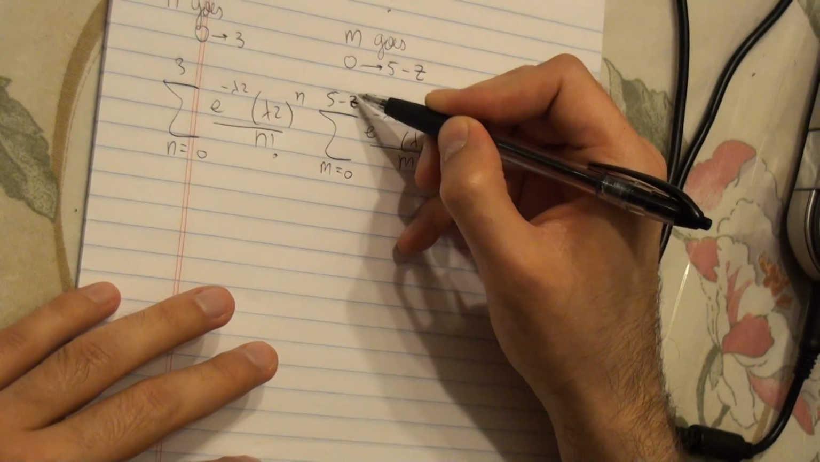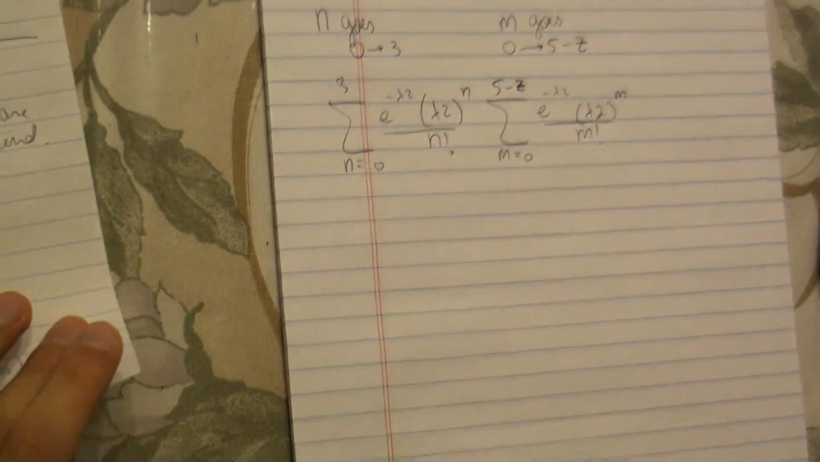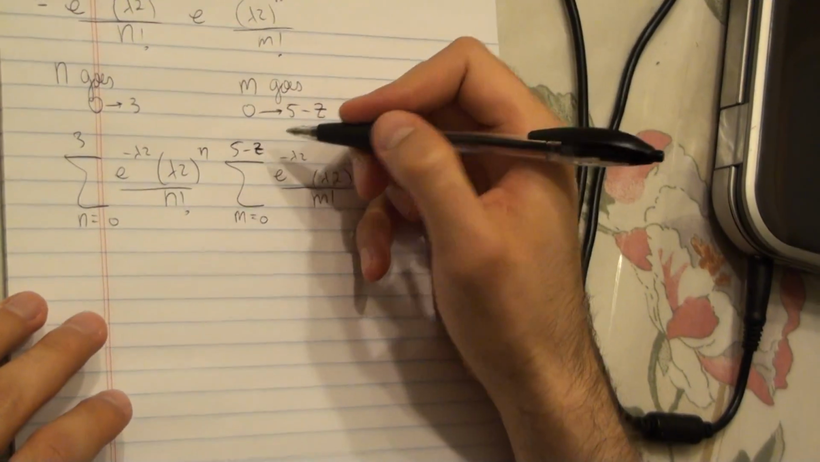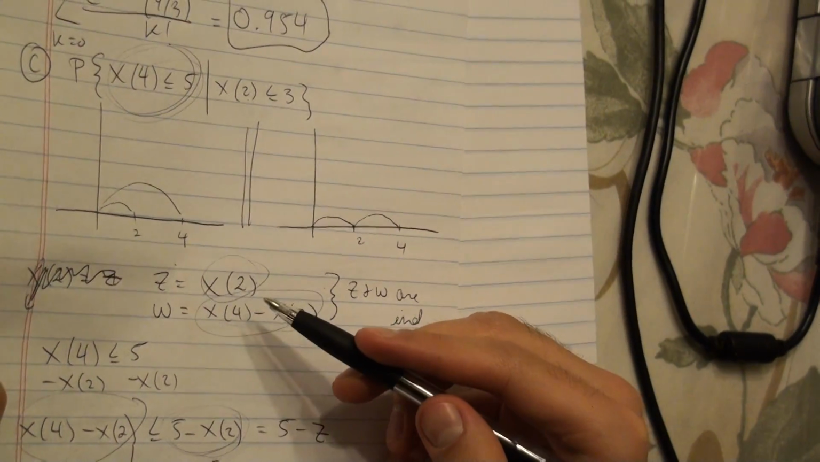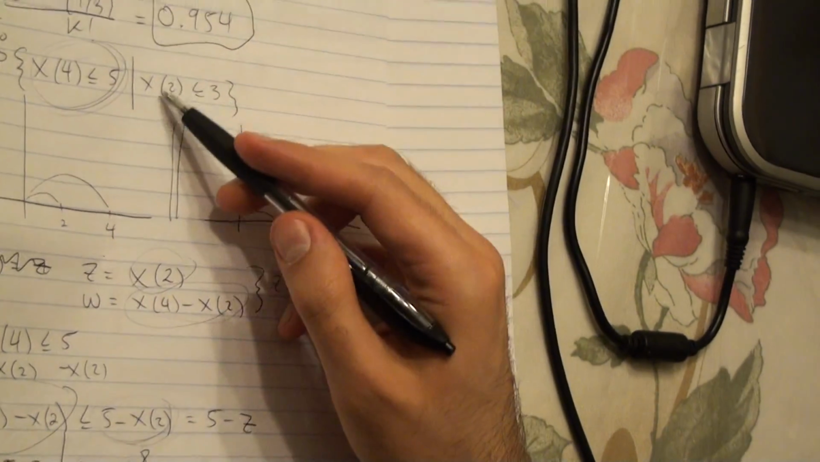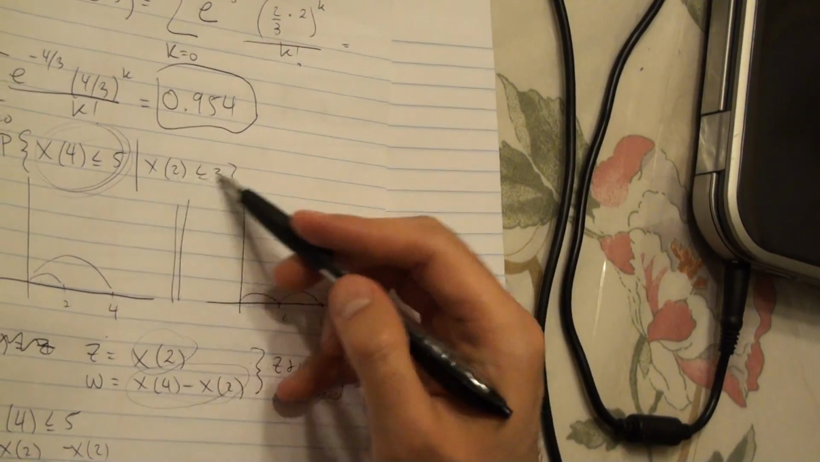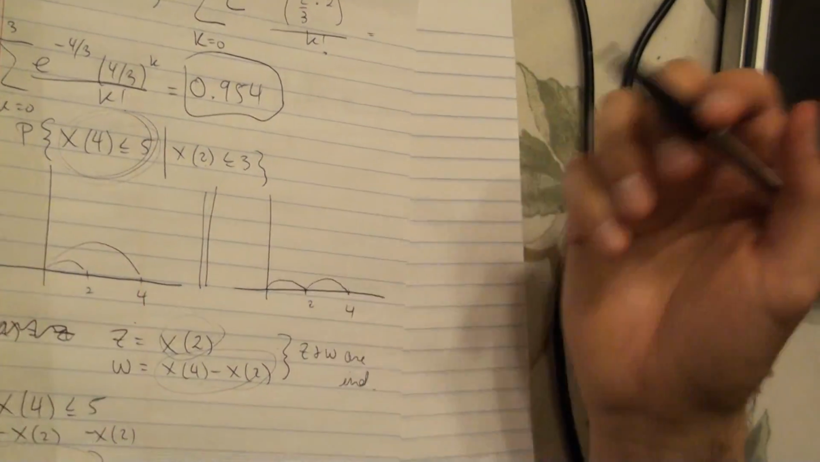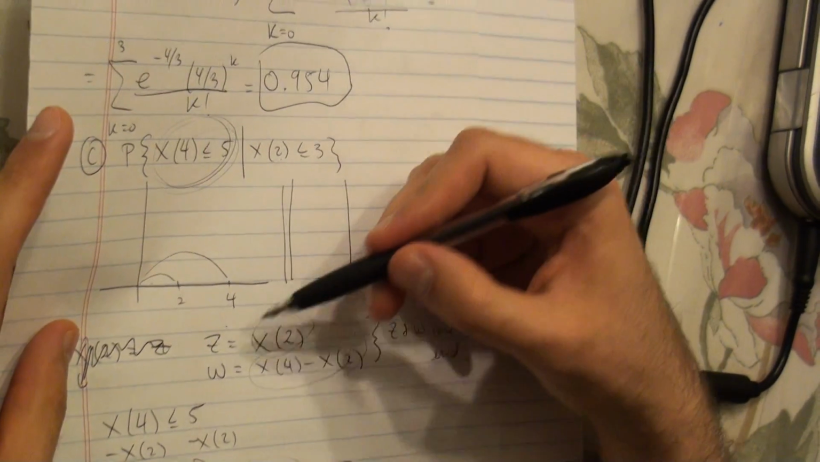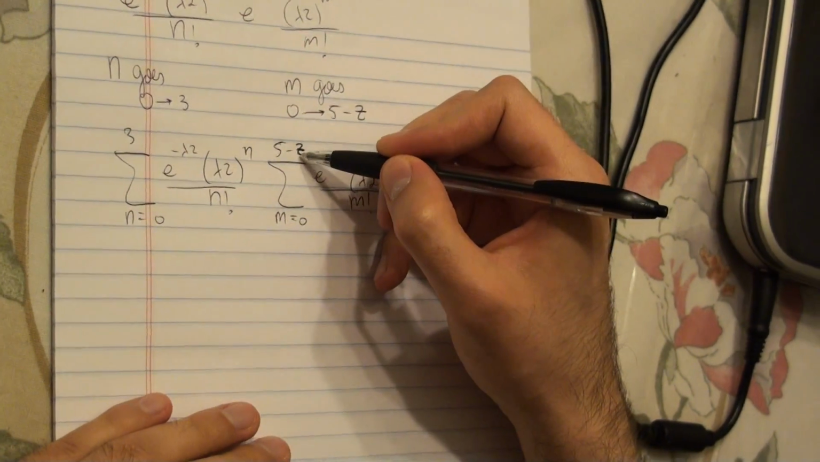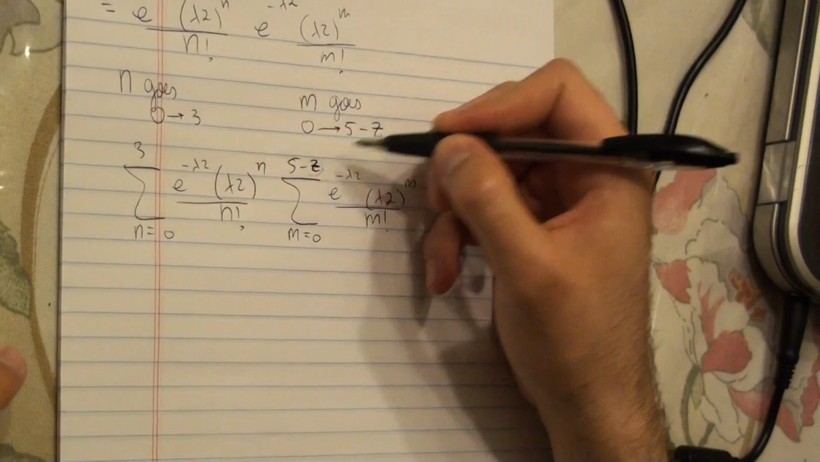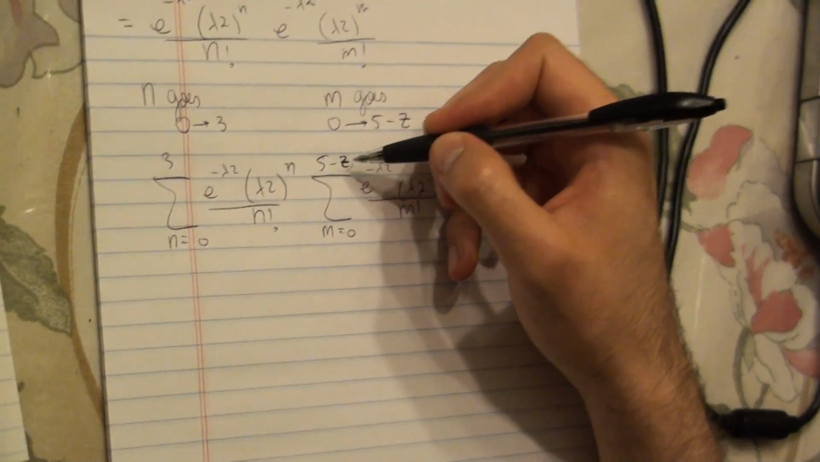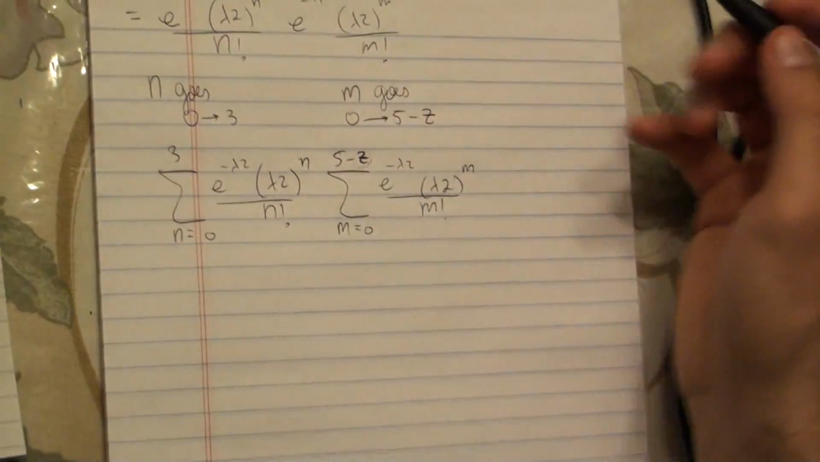Now remember that Z is a random variable, and Z was this event. Z, which is equal to X(2), we know X(2) is less than or equal to 3. In this case we do the summation, not the integral, so Z goes from 0 to 3. So really, we can write this as a nested summation with Z equal to n, because whenever n equals a number, Z will equal that number in that summation.